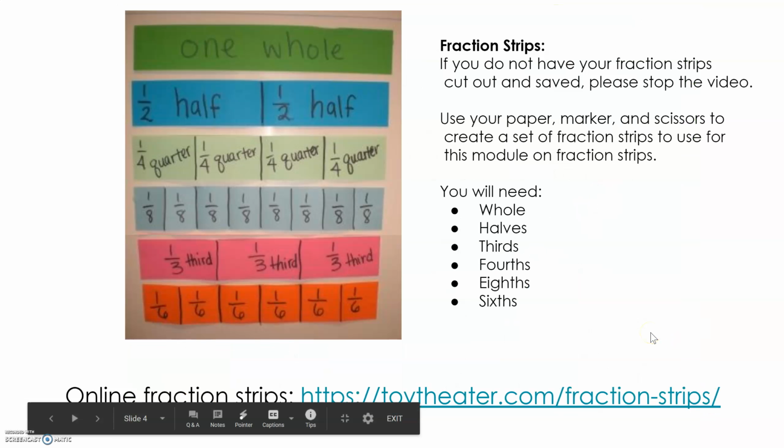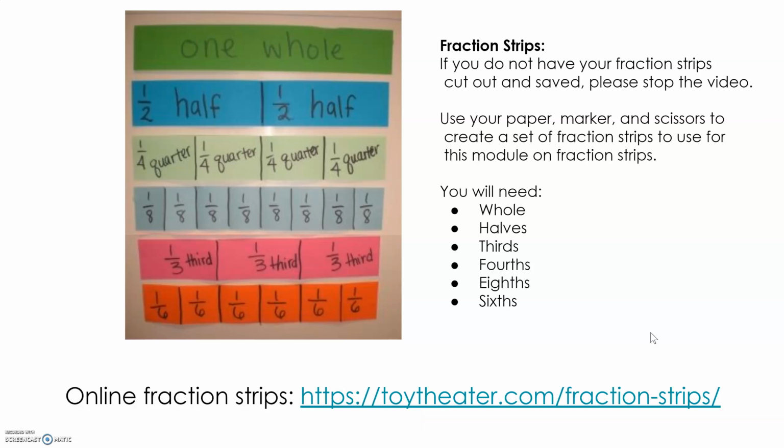Now, if you need to make some fraction strips because you're going to need them throughout the lesson, then you can stop the video and you are going to use a piece of paper, marker to label, and then you'll need scissors to cut them out. And we're going to need at least whole, halves, thirds, fourths, eighths, and sixths. And if you already have made them from a previous lesson or you have some printed out, you can use those today. Also, I put a link in the lesson that has some online fraction strips, and you'll see them today in the lesson we do.